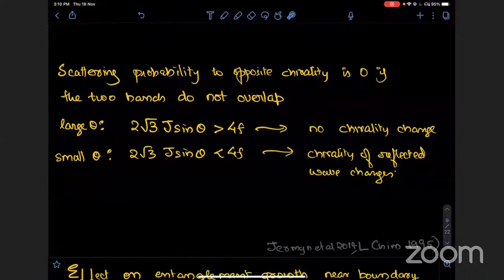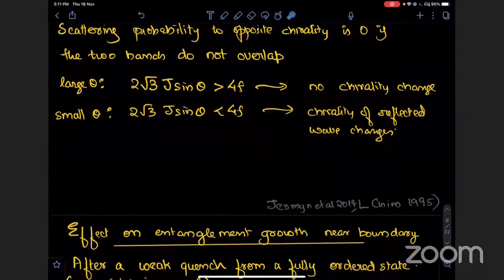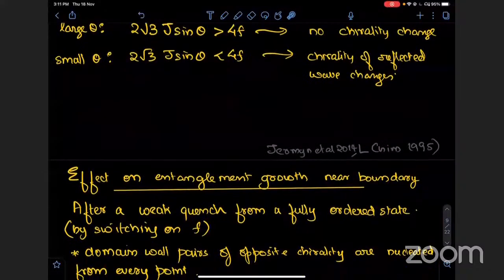So we can put in these conditions and find the condition on theta for the chirality change to happen at the boundary. And it turns out that at large theta, relative to the transverse field, there is no chirality change. And for small theta, relative to the transverse field, the chirality of the reflected wave is opposite to that of the incoming wave.